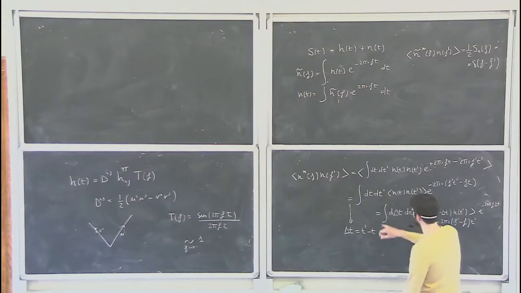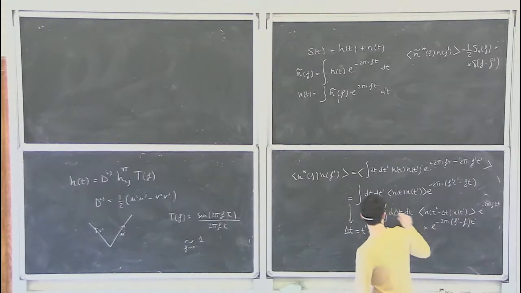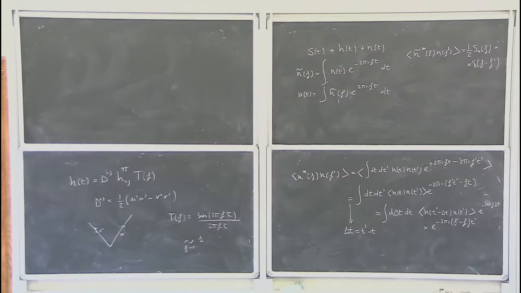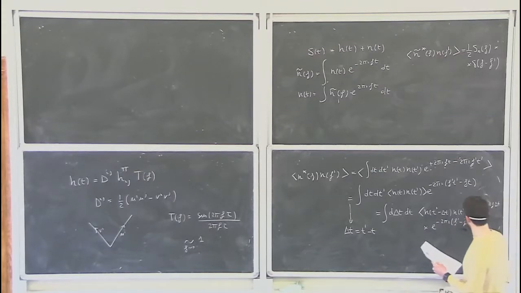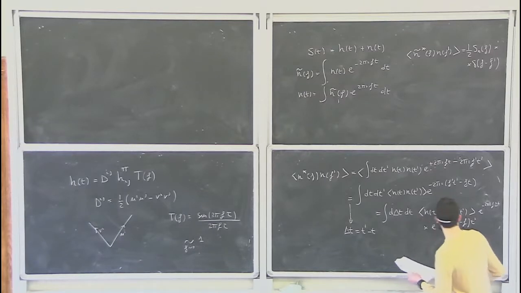Here I wanted to do the integration, I want to swap, I want to keep as my variables delta t and t prime. Sorry, just a second, I'm confused about something. Ah, yeah, so that's why I didn't get it.